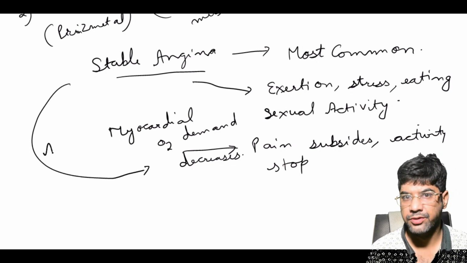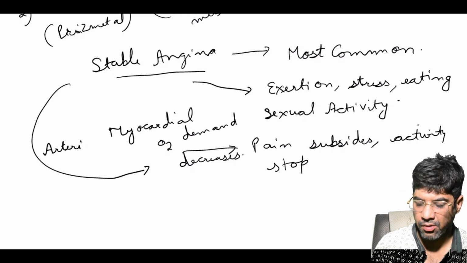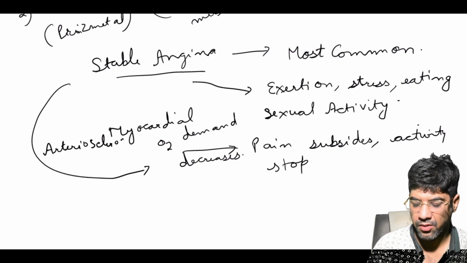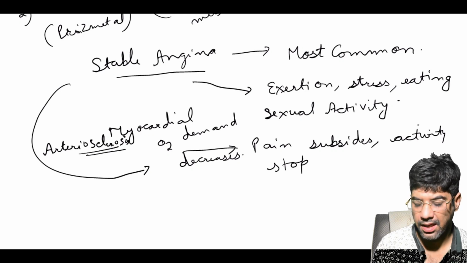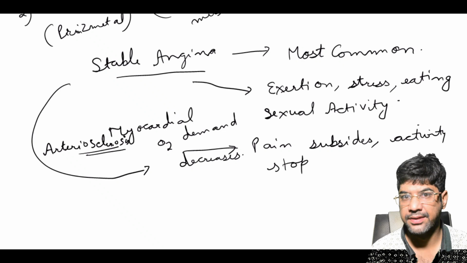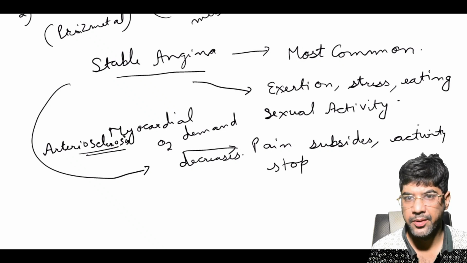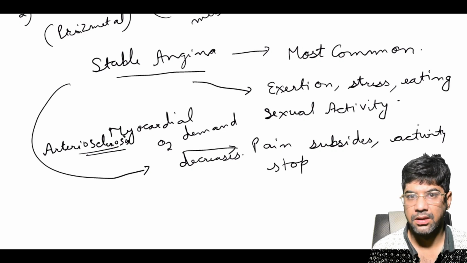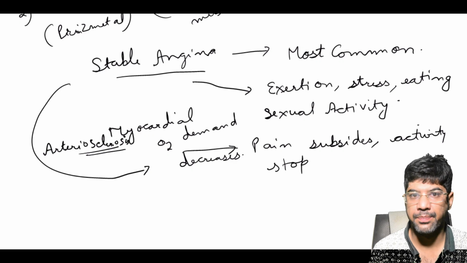So what is the underlying cause of stable angina? The cause is arteriosclerosis in larger coronary arteries. These arteries fail to dilate adequately in response to increased myocardial demand due to the fixed obstruction. So blood flow does not increase as needed, leading to ischemic pain.